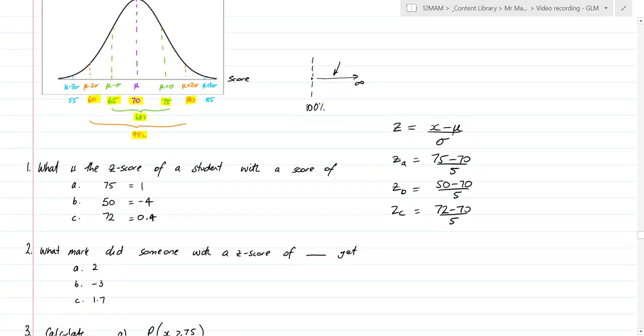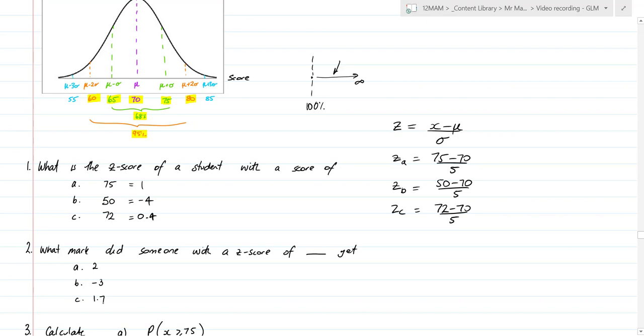What mark did someone with a Z score of each of these get? So this is now reversing the process to calculate our X scores. X is equal to, this is the rearranged version, Z sigma plus mu. So XA is equal to 2 times 5 plus 70. And so that's equal to 80, and that makes sense because 80 is 2 standard deviations above the mean. 2 is our Z-score, 2 standard deviations is 10 above the mean of 70.